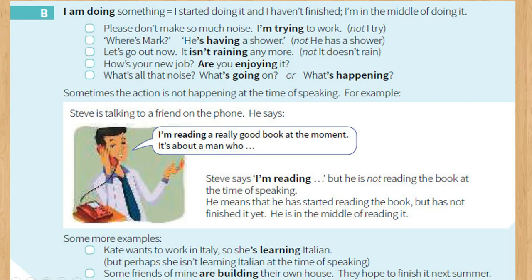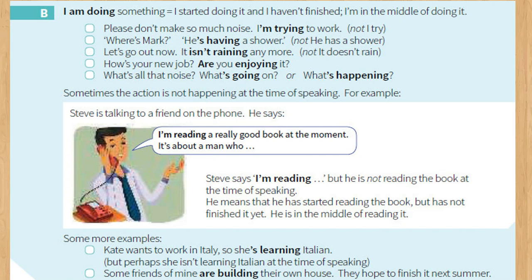Okay, let's continue. Look at this example. I am doing something. I started doing it and I haven't finished. Okay, I'm in the middle of doing it. Look at these examples. Please don't make so much noise. I'm trying to work. Okay, not I try. Where's Mark? He's having a shower, okay? He's having a shower at this moment of speaking. He's having it right now.